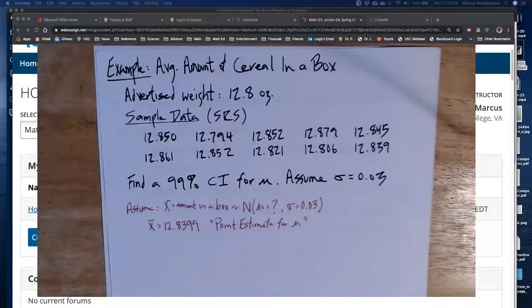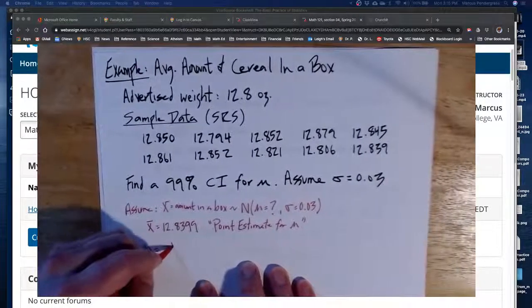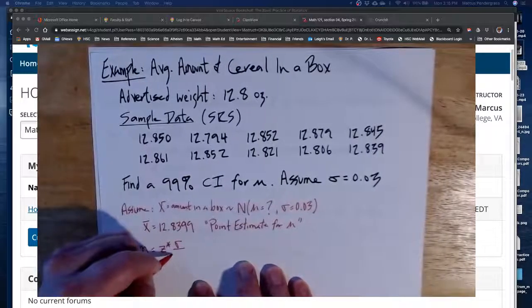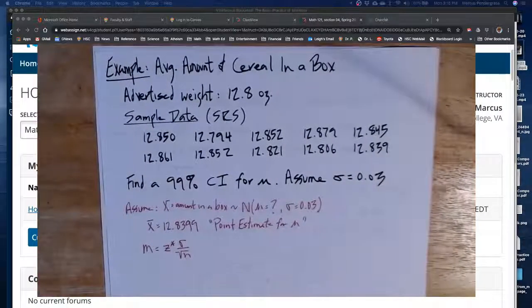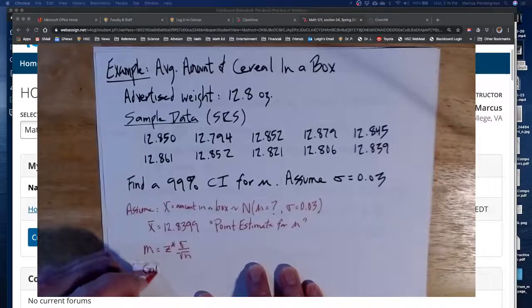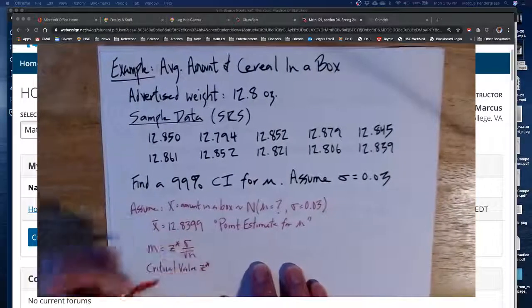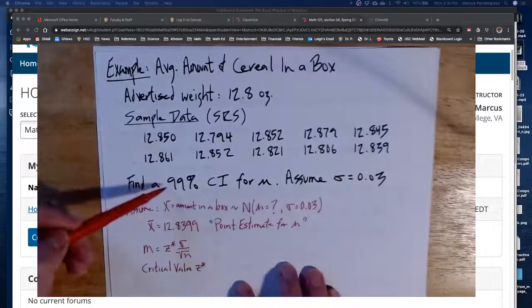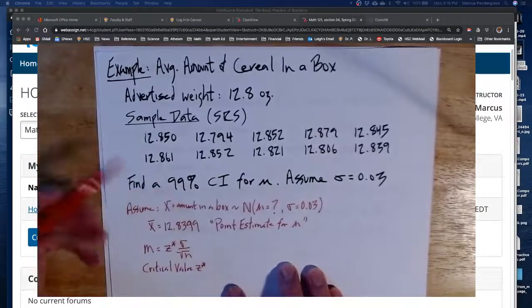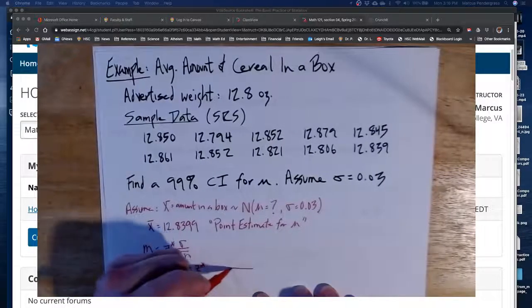So next we need to compute the margin of error, and if you'll recall from the previous slide, that's your z star times sigma over radical n. So there's really two pieces of that. There's the z star value. That's called the critical value. Let me just do that right here. The critical value z star. So what we want there, since it's a 99% confidence interval, I need the upper bound of the middle 99% of the standard normal distribution.